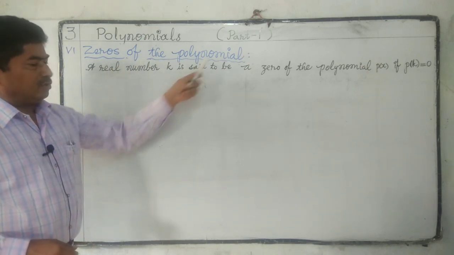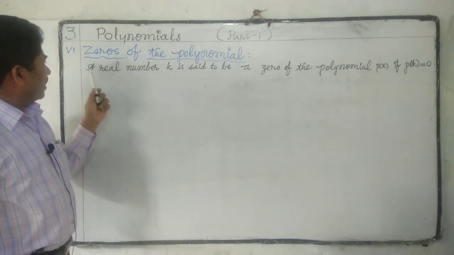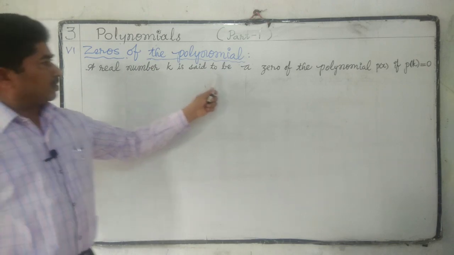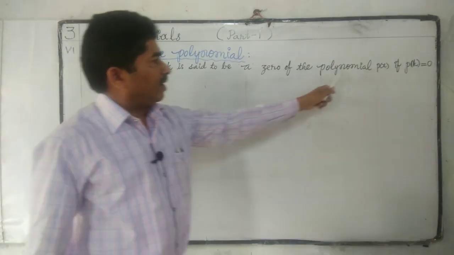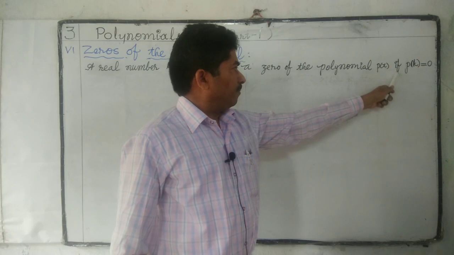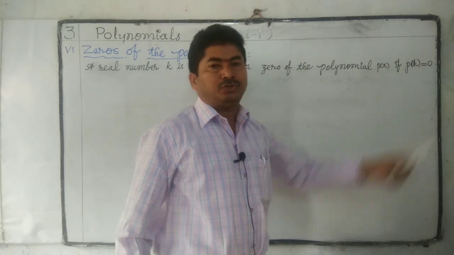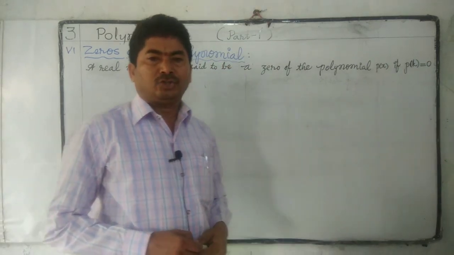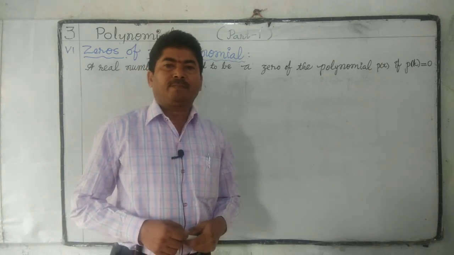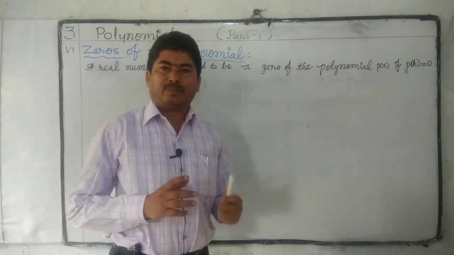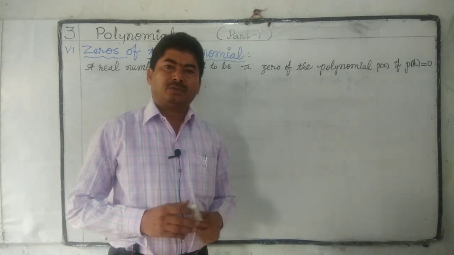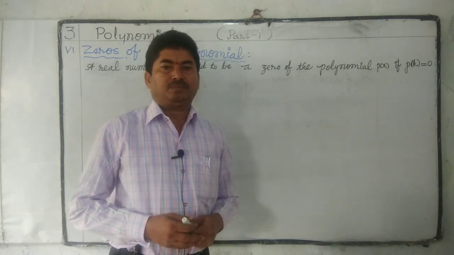Zeros of the polynomial. A real number k is said to be a zero of the polynomial p of x if p of k is equal to 0. To find the zeros of the polynomial, we have to equate the polynomial to 0.